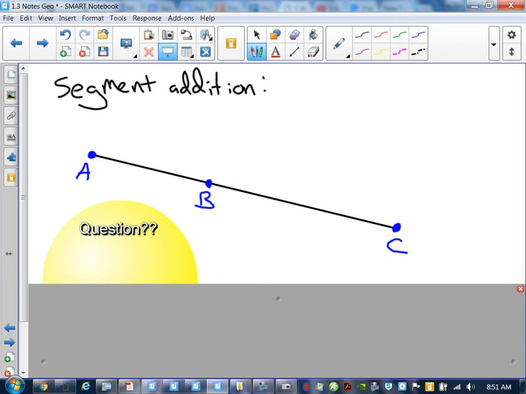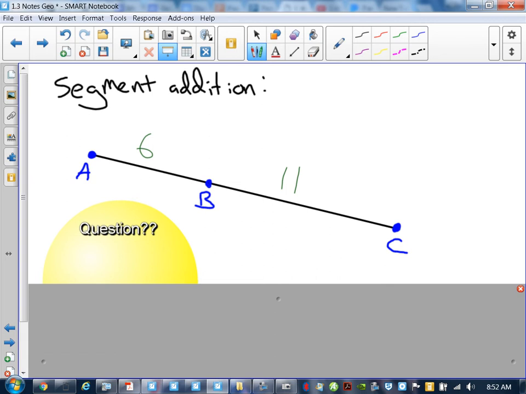So we all know that if you're going to go from point A to point B, and that was, I don't know, 6, and from point B to point C was 11, how far is it from A to C? 17. What did you do? You added 6 and 11. Yeah, that's all this is.